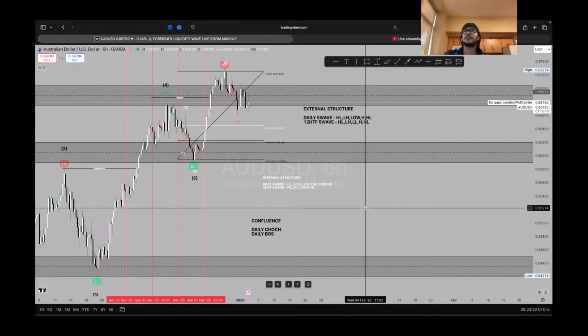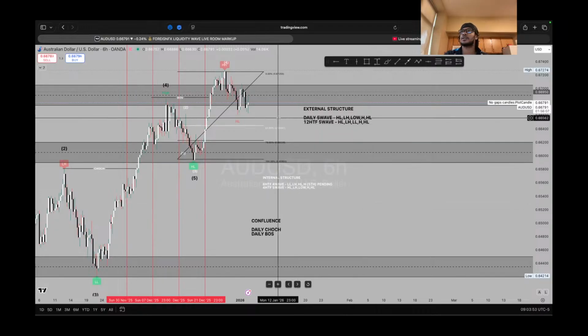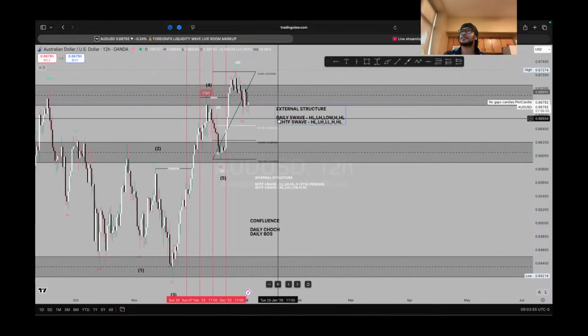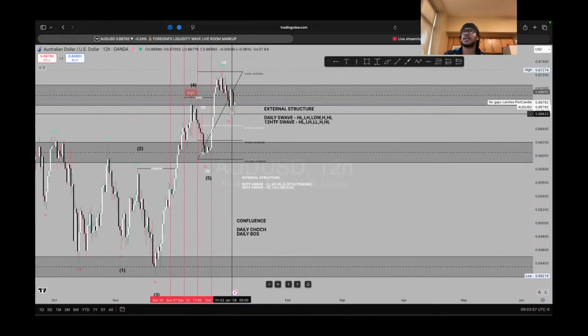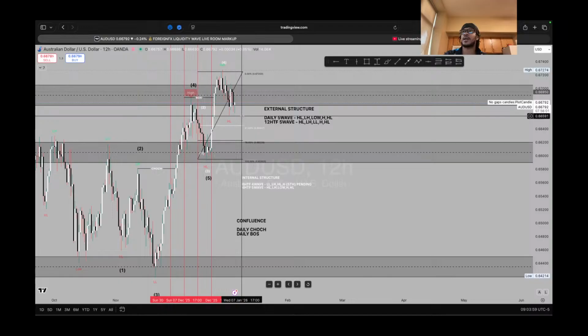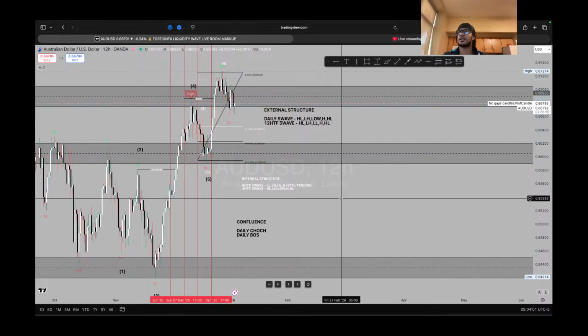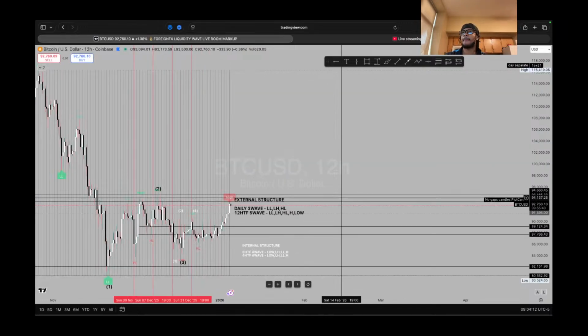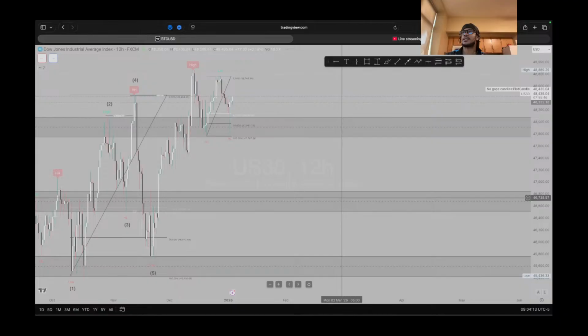Everything seems to be fine on the 12-hour. I just don't like the area that it's at right now. It's too high for me. That is really too high. So AUUSD, I'm not gonna trade it because we're not in a fib discounted level.